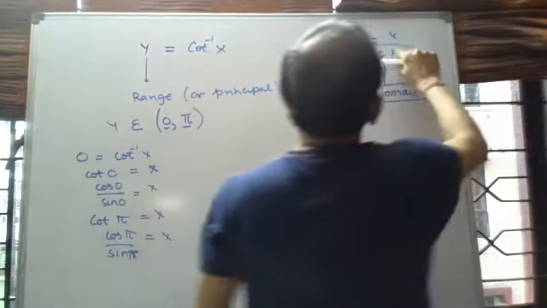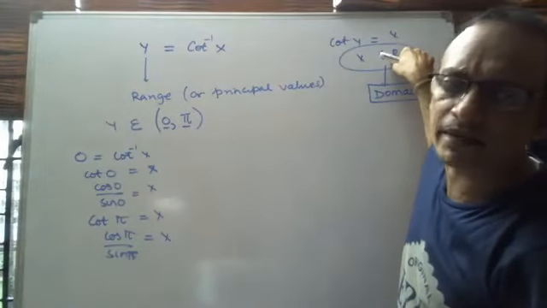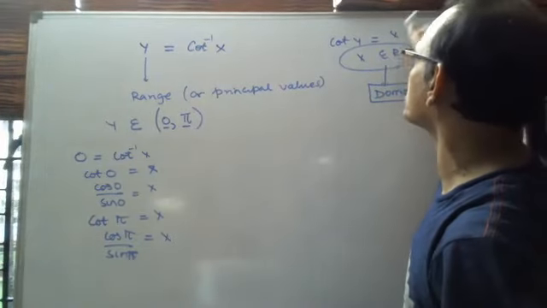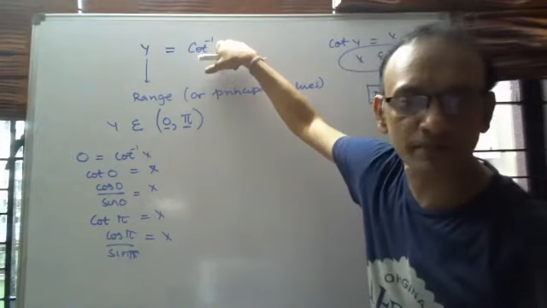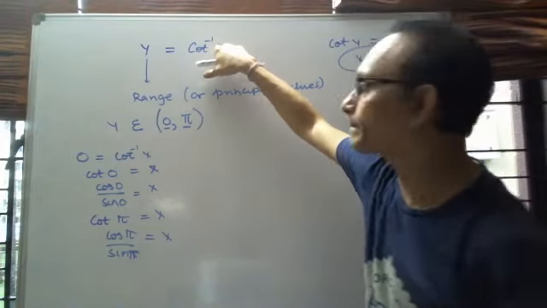What is the domain? All real numbers. It's defined for all real numbers. x can be any real number. I can find cot inverse of any real number.